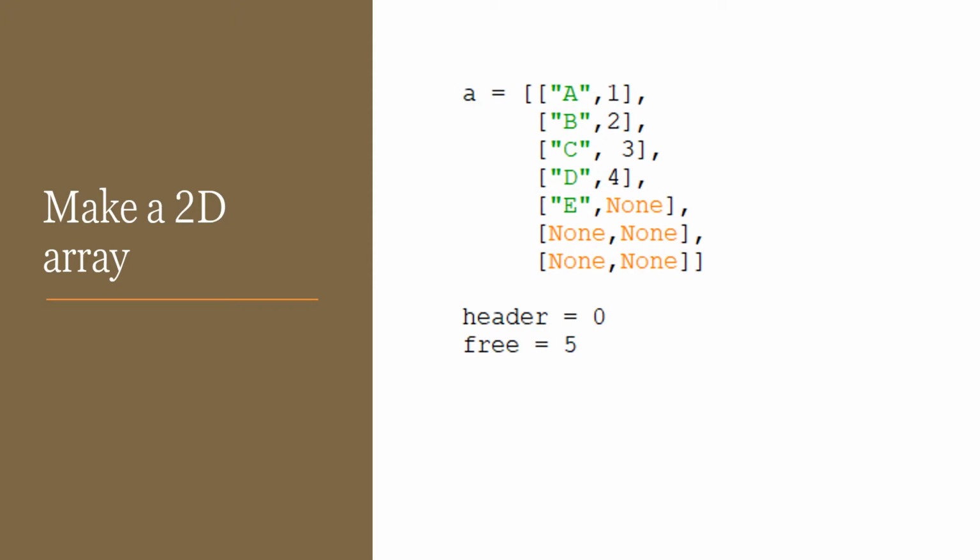So this is the top of the program. It creates the 2D array that contains the values A, B, C, D and some empty spaces. And there's a variable storing the header and a variable storing the free pointer.